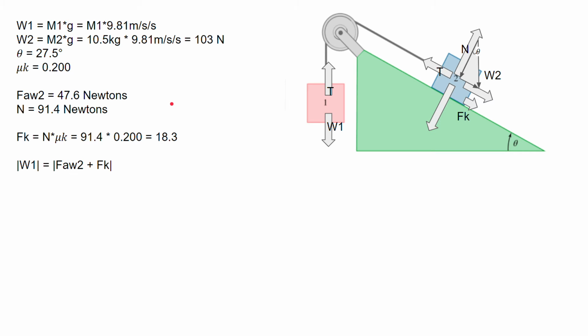Now that we have the normal force, we can plug that into our kinetic friction formula, which is kinetic friction is equal to the normal force multiplied by mu k, which is 91.4 multiplied by 0.200, to be equal to 18.3. And now that we have all of these forces quantified, we can start to find W1, because we need to find W1 since it's the last force vector we don't know.